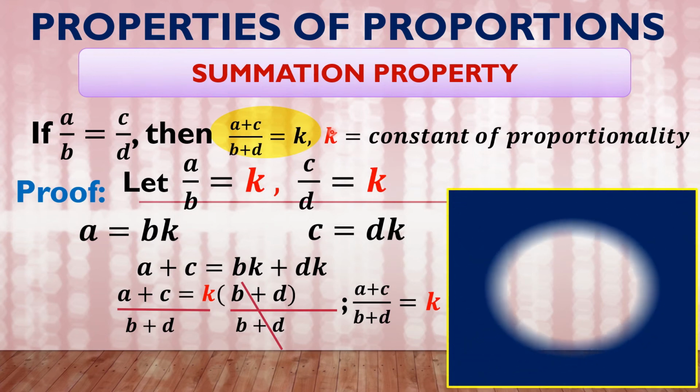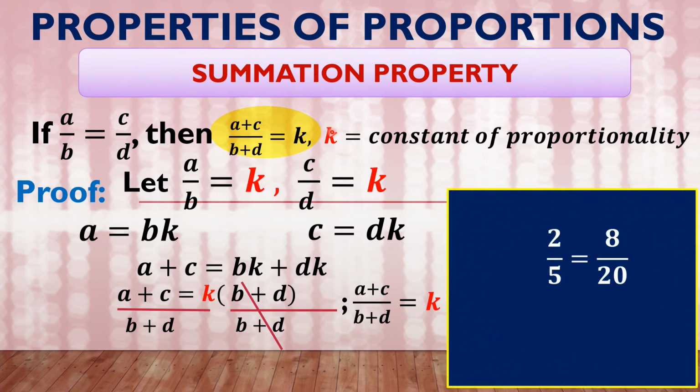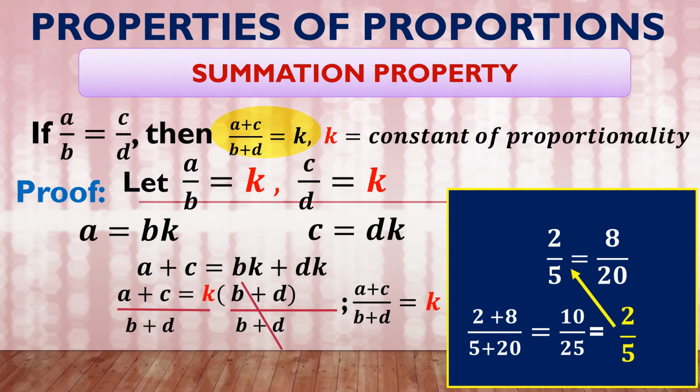Example. So, 2 over 5 is equal to 8 over 20. So, add natin si 2 plus 8. Adding the numerators over adding the denominators. So, 2 plus 8 equals 10. 5 plus 20 is equal to 25. Ano ang kanilang lowest term? The lowest term of 10 over 25 is equal to 2/5. At yun. No? Kasi ang 2/5 ay lowest term ng 8 over 20.